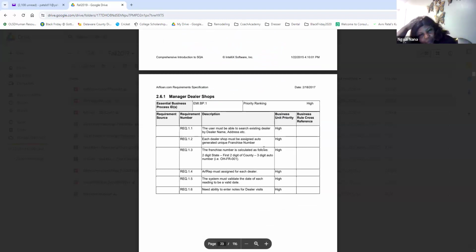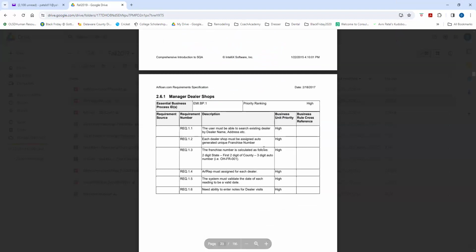Okay. Then the next section. Any questions so far, up to section 2.5? Okay. Now the next section goes into the detail. We talked about the managed dealer shops as a functional component when we did the decomposition. We talked about when that gets invoked and as part of what business process. Now it goes into the detail. It says, what are the requirements for you to consider when you're implementing those capabilities?